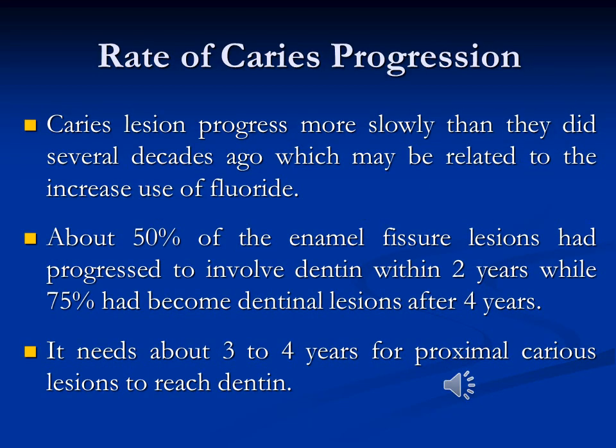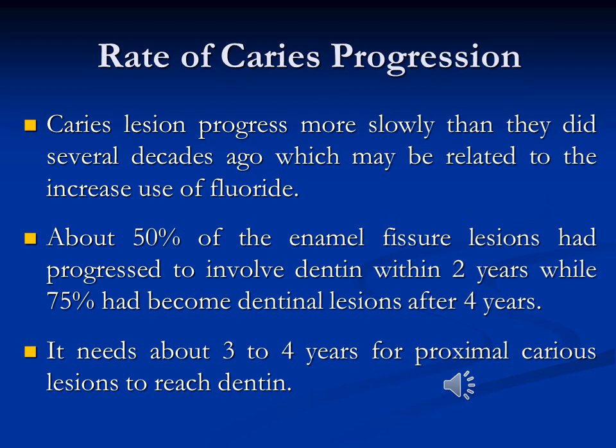Rate of caries progression means how long the carious lesion takes to form, to develop and to progress. Caries lesions progress more slowly than they did several decades ago, which may be related to the increased use of fluoride. About 50% of the enamel fissure lesions had progressed to involve dentin within 2 years, while 75% had become dentinal lesions after 4 years, so we still have time to interfere with the carious lesion.